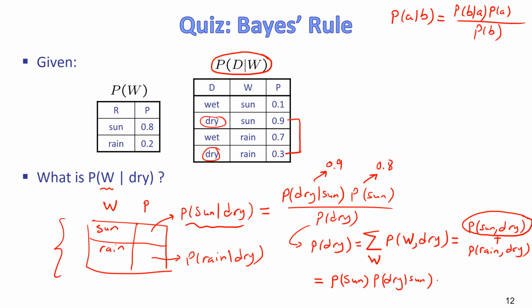Okay, and the other one is similar, right? That will be probability of what? Probability of rain times probability of dry given rain. Okay. And we have all of these probabilities, right? Yeah, so we can compute this, and thus we can compute this one. Okay, any question about this? And of course, similarly, we can do this one also. Any question about this?